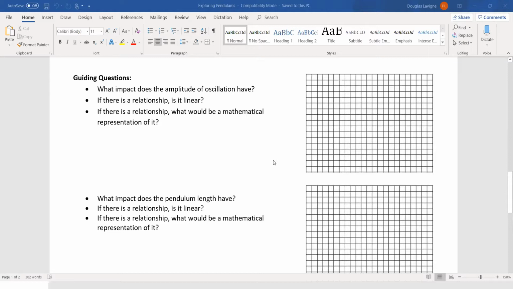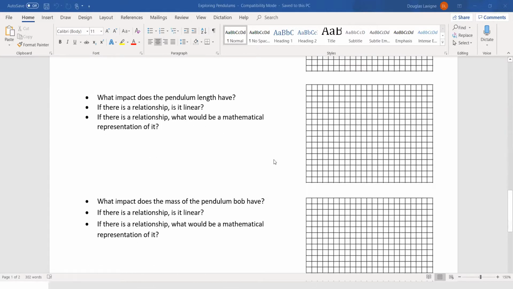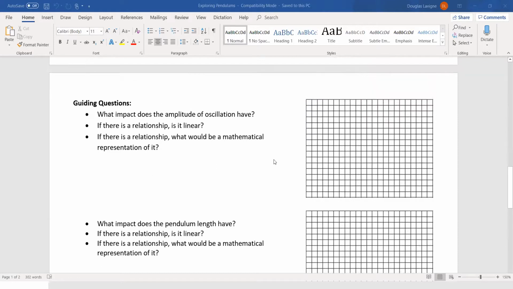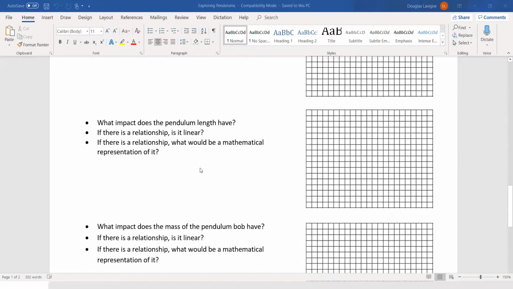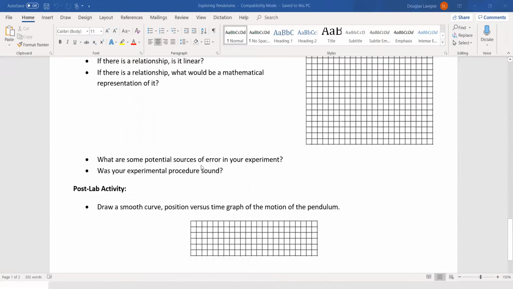So step 1, is there any relationship between amplitude, pendulum length, and mass of the pendulum bob to the period of the pendulum? All right, so we're going to look at that. We're going to see if it's linear and see if we can come up with a mathematical representation of that for all 3 of those.